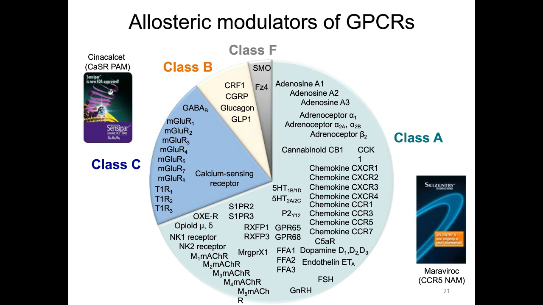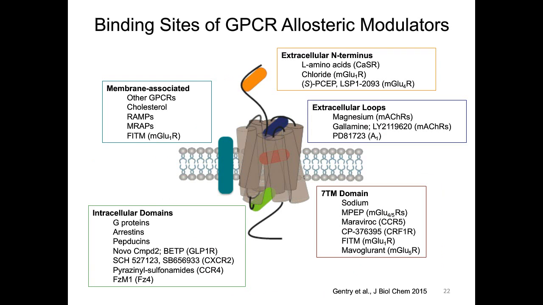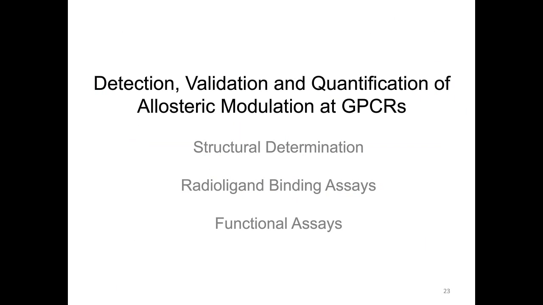And this slide really illustrates that druggable allosteric pockets have been identified across the GPCR structure, from binding within the extracellular domains, the transmembrane bundle, and the intracellular interface. So we're going to focus on the detection, the validation, and quantification of allosteric modulation at GPCRs.